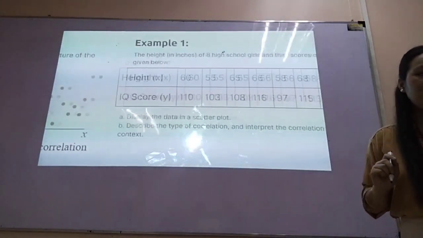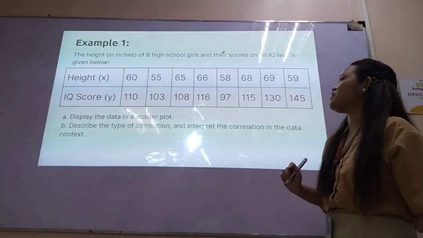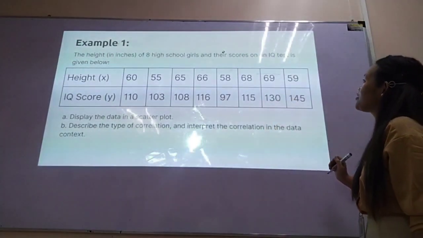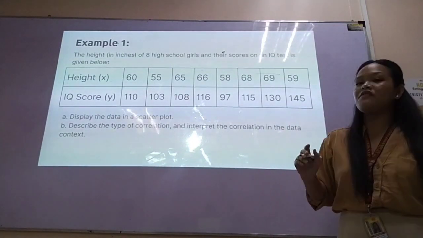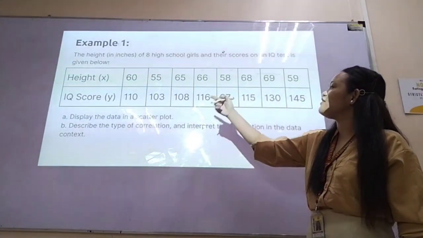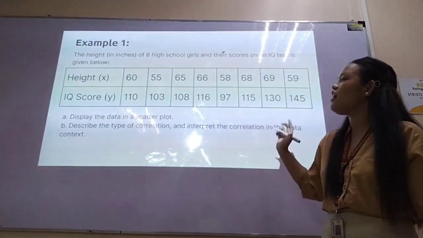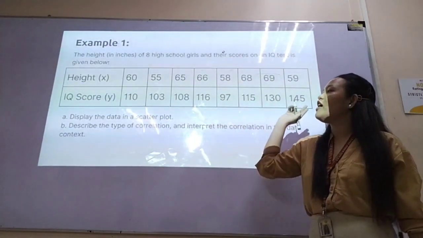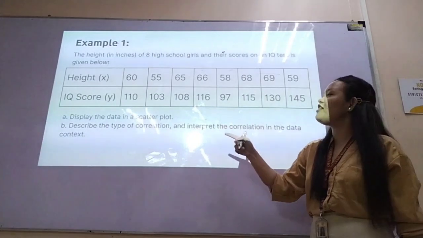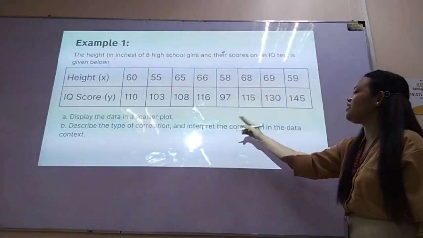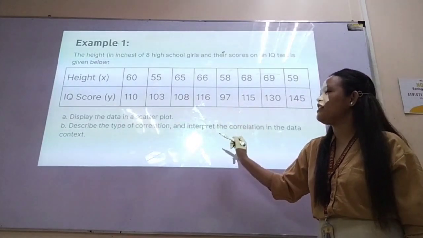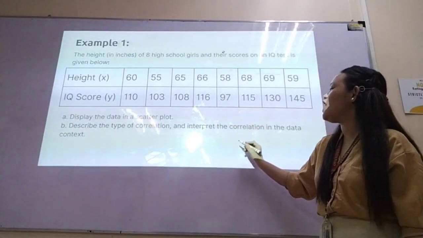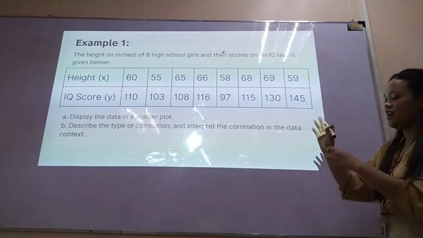Moving on to example 1. The height in inches of 8 high school girls and their scores on an IQ test is given below. Height as our independent variable x, we have 60, 55, 65, and so on. IQ scores, or our y variable, the dependent variable, we have 110, 103, and so on. So we are supposed to display the data in a scatter plot, describe the type of correlation, and interpret the correlation in the data.